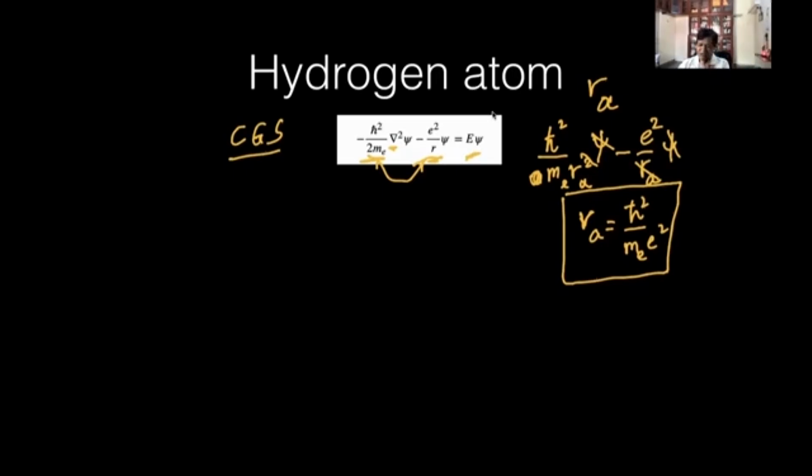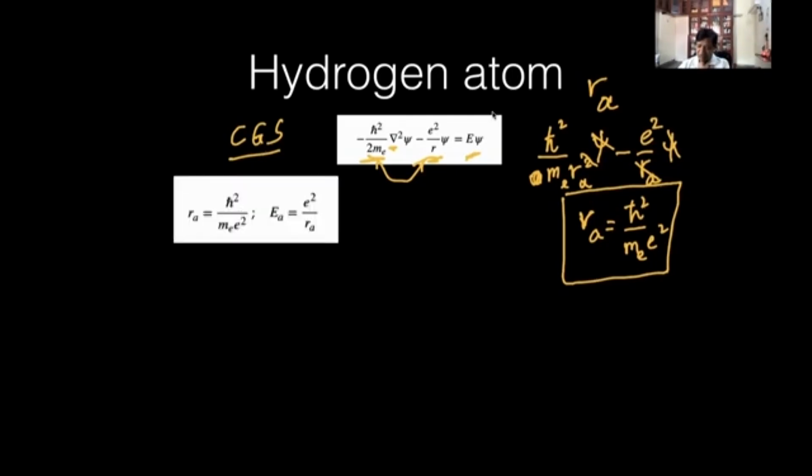Now use this dimension to non-dimensionalize. So this is my R_A, and this one is energy. What is the dimension of energy? It is e squared by R_A. If I put a minus sign, that's the potential energy. So this is the dimension of energy, or I should call it the energy scale. So this is the length scale, and this is the energy scale.